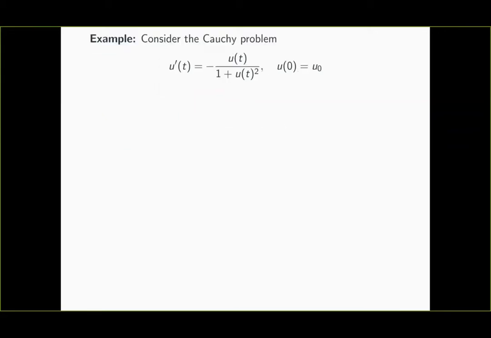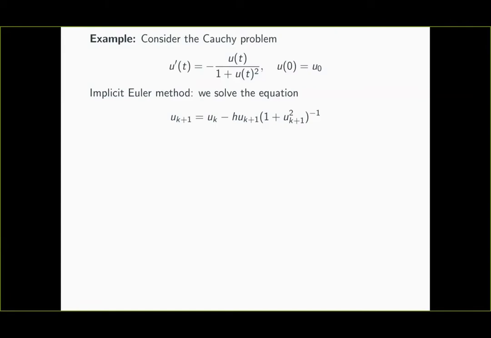As an example, we consider a particular Cauchy problem, namely u prime of t is equal to negative u of t over 1 plus u(t) squared. And let's say the initial condition is u at 0 is equal to u naught. You can easily check that this equation satisfies the conditions of the global existence and uniqueness theorem. So for any choice of u naught, there exists a unique solution for all times. In fact, it should be an additional exercise.